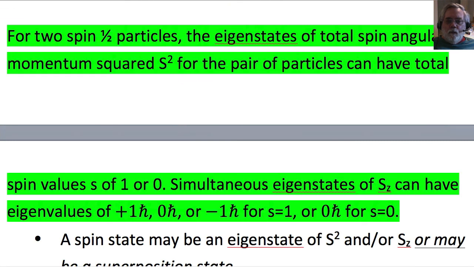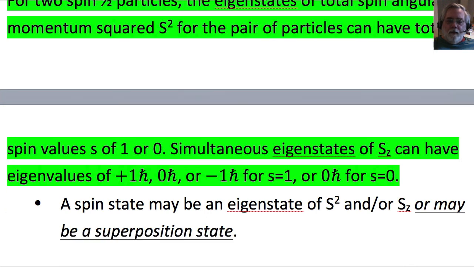For 2 spin 1/2 particles, the eigenstates of total spin angular momentum squared, S squared, for the pair of particles can have total spin values S being 1 or 0. 1/2 plus 1/2 is 1, and we keep decrementing it until we reach the absolute value of 1/2 minus 1/2, which is 0. There's only 2 values, 1 and 0.